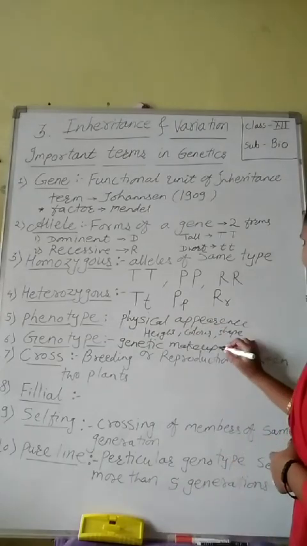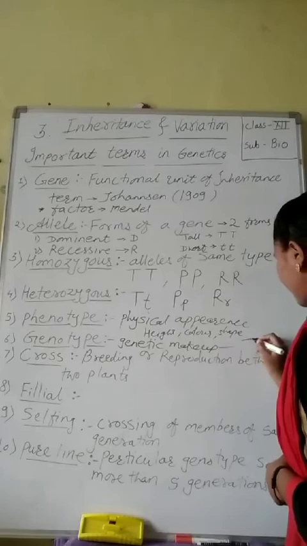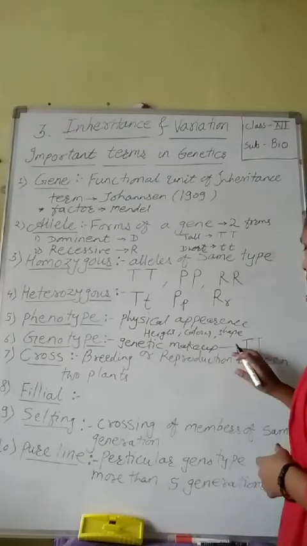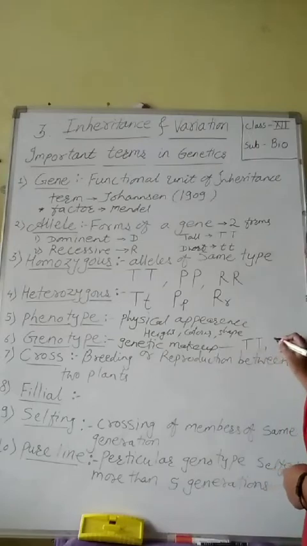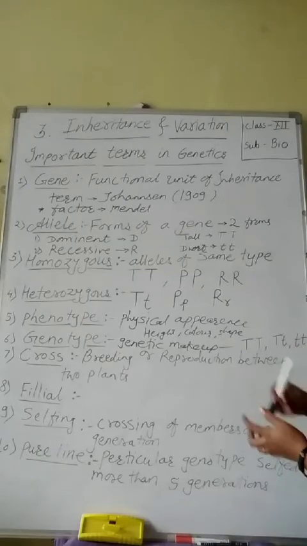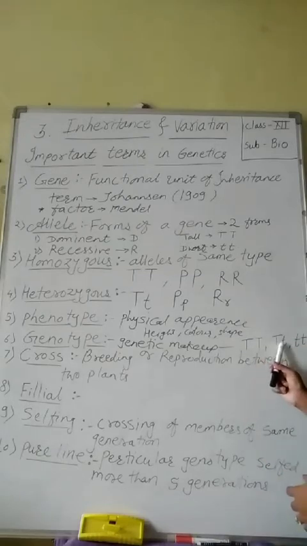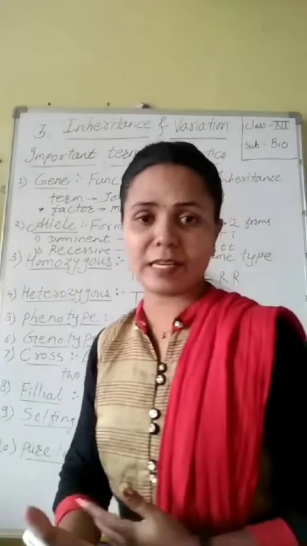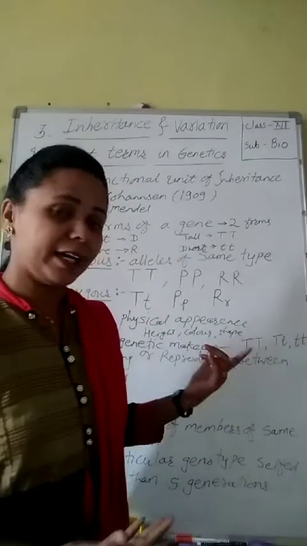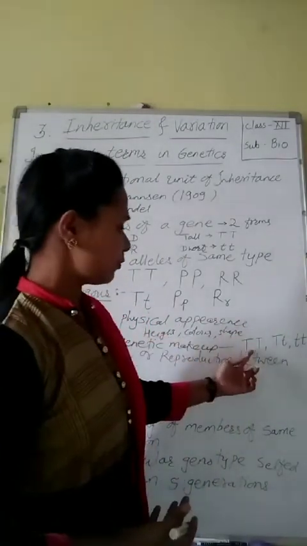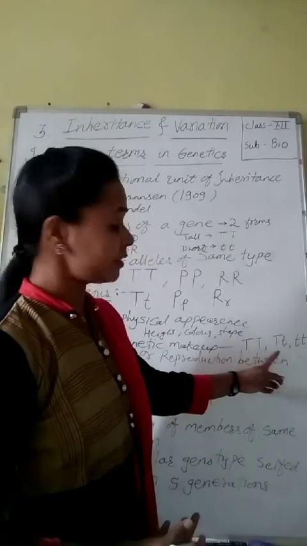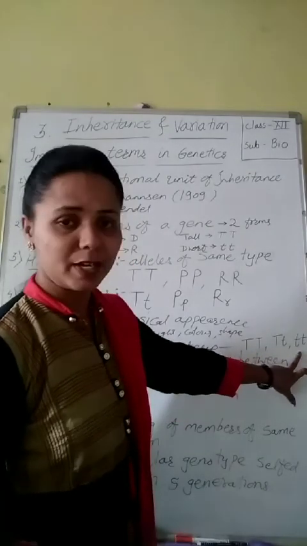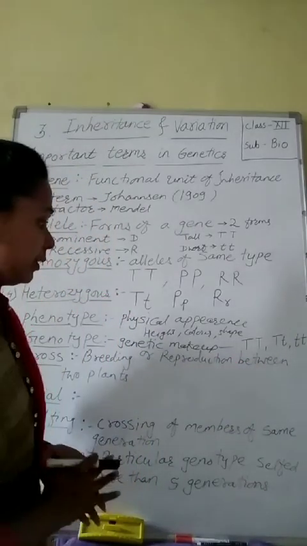So genotype means we can say capital T and capital T, this is dominant. Another one we can write down is capital T and small t, or small t and small t. This is homozygous tall, this is heterozygous tall, or this is recessive, means it is dwarf. So these three types are there. These are the genetic makeup for tallness. Its phenotype is tallness, it is also tallness, but it is heterozygous tall, and its phenotype is dwarfness. It is denoted by small t and small t.